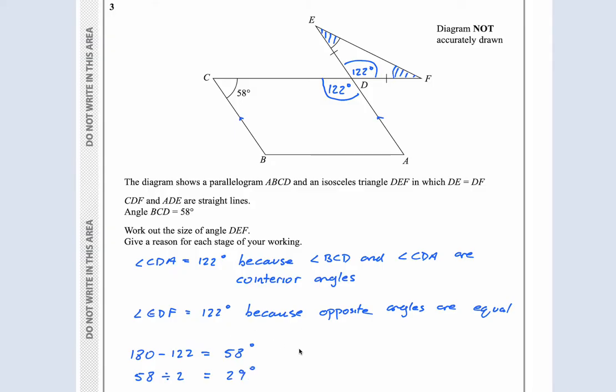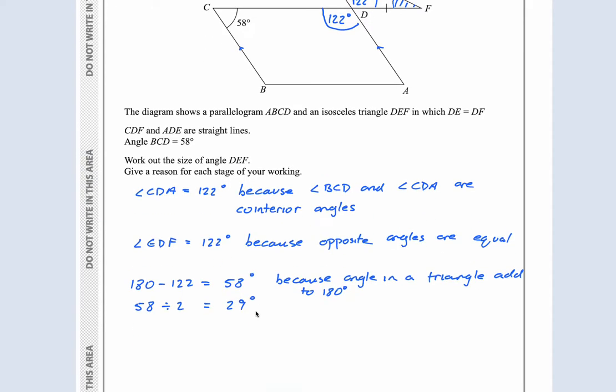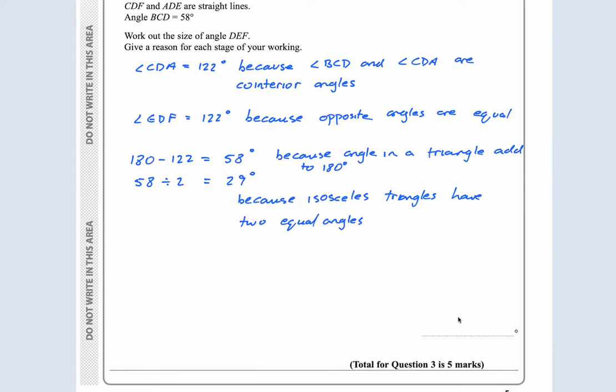So for this step, because angles in a triangle add to 180, and this step, because isosceles, it's hard to spell, isosceles triangles have two equal angles, and that's it. Okay, that is the correct answer, and here 29.